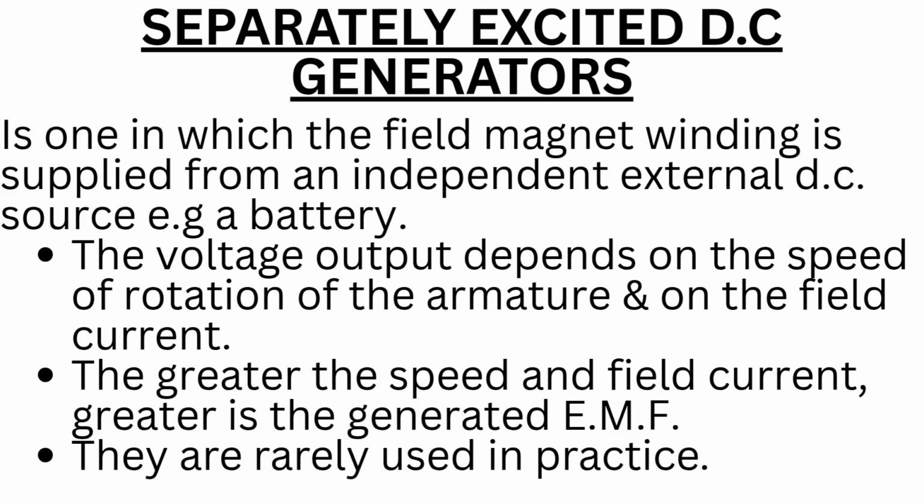Now let us look at separately excited DC generators. What is a separately excited DC generator? It is one in which the field magnet winding is supplied from an independent external DC source, e.g. a battery. The voltage output depends on the speed of rotation of the armature and on the field current. The greater the speed and field current, the greater is the generated EMF. They are rarely used in practice.